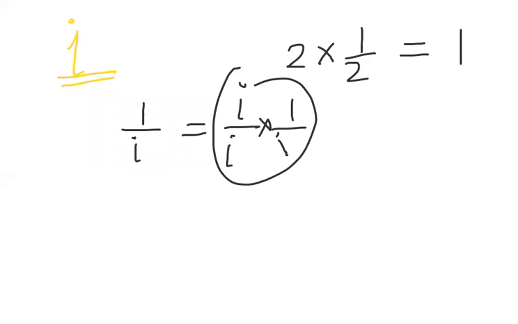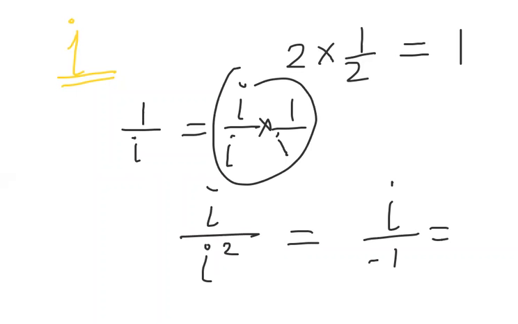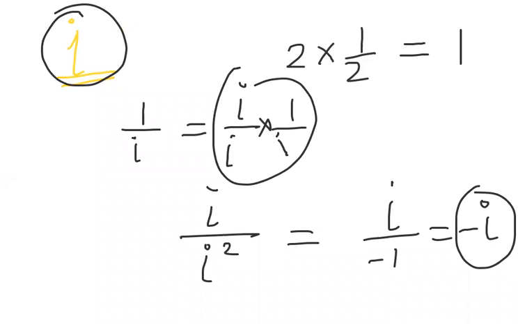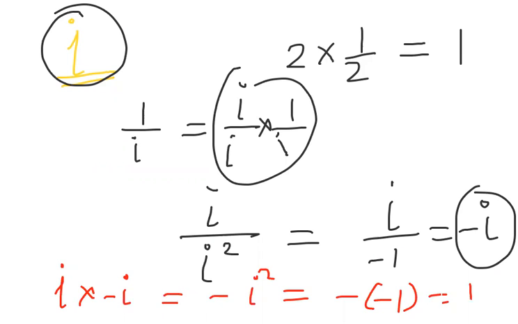This gives us i upon i square, and i square is minus 1. So i upon minus 1, that is minus i. So its multiplicative inverse is this. Let me show you how it is the multiplicative inverse. i into minus i will become minus i square, and the value is minus 1 times minus, which gives us 1. So I have told you, a complex number into its multiplicative inverse must give us the value 1.